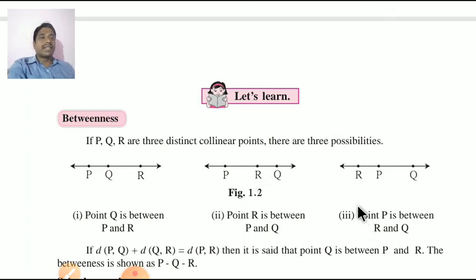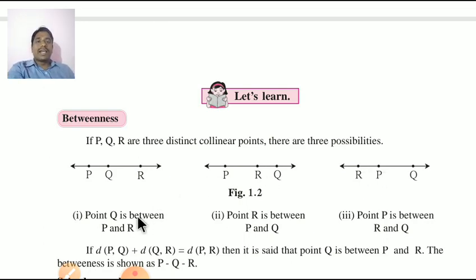And the third possibility is R is the first point, P is the second point, and Q is the third point. That means R and Q are the end points and P is between R and Q. This is known as betweenness. That means point P is between R and Q.